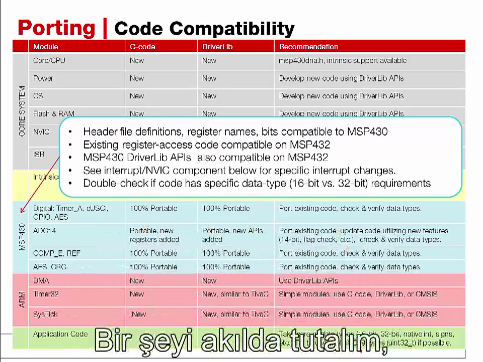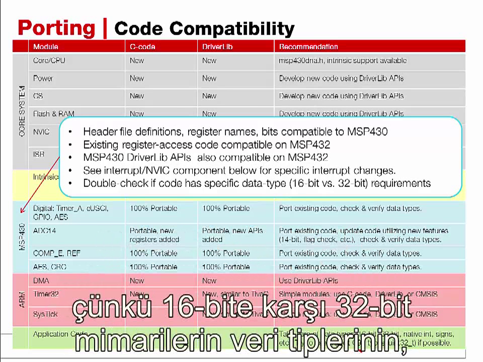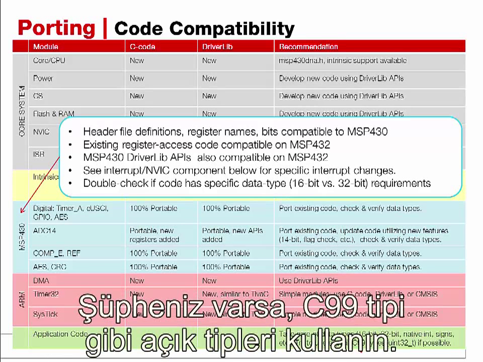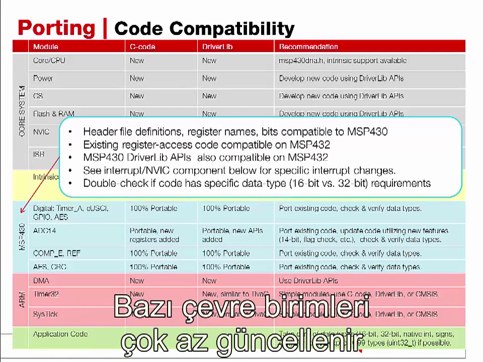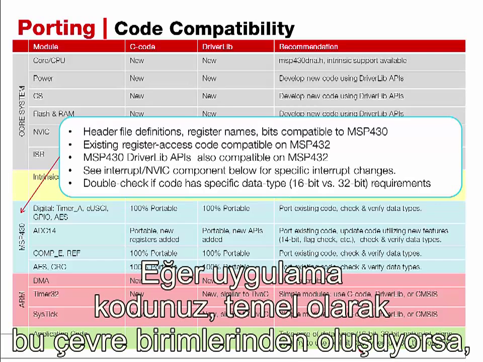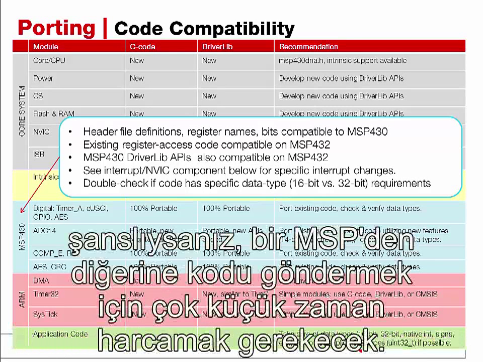One thing though to keep in mind is that because of the 16-bit versus 32-bit architecture, make sure that the data types are applicable to your specific platform. When in doubt, use explicit types such as C99 types. Some peripherals will be slightly updated, such as ADC14 versus ADC12. For those, some minor modifications might be required. If your application code consists of mainly these peripherals, chances are you will need to spend very little time to port your code from one MSP to another.